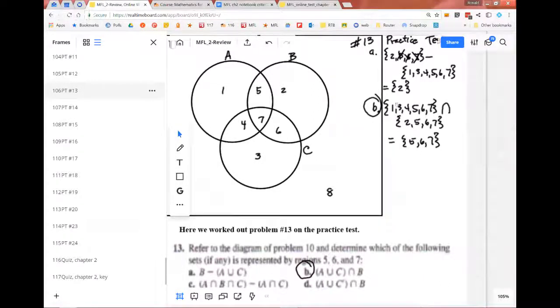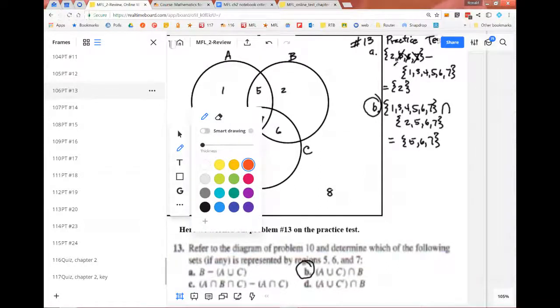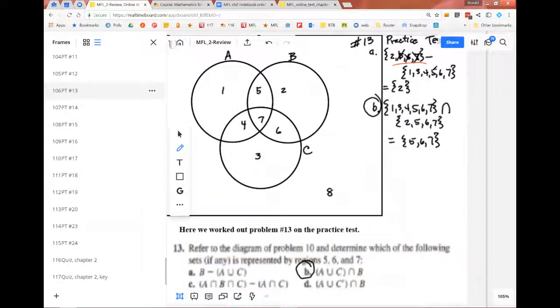Okay, what's in set B? 2, 5, 6, and 7. Yeah, that's what I had written up here before I crossed some things out. And then take away from that A union C. What's in A union C? 1, 4, 5, 7, 6, 3. Yes. So now, do you remember how to do that? List all, but don't repeat.